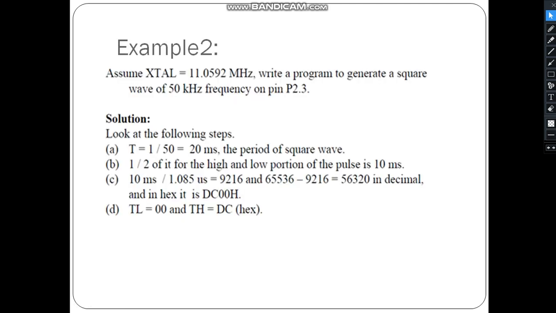Let us look into one more example. This is similar to the previous example. The only difference is here a square wave of 50 kilohertz has to be generated, and this signal has to be generated through port 2 pin 3.